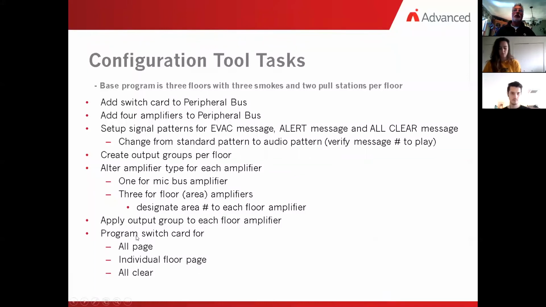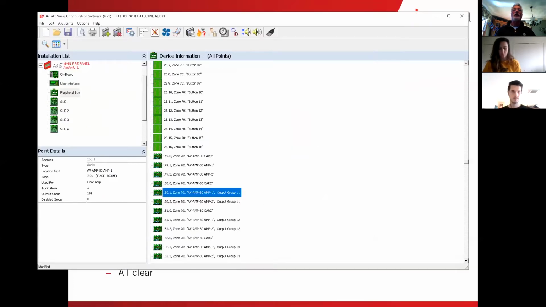Next item, we're going to program a switch card for all page, for individual page on the floor, and an all clear message. Okay, we'll flip back over again. Now, we were talking about the amplifiers. Now what we'll do is we'll highlight the 26 card, which is a switch card. It doesn't matter which one we highlight, any one of them can hit the quick edit.